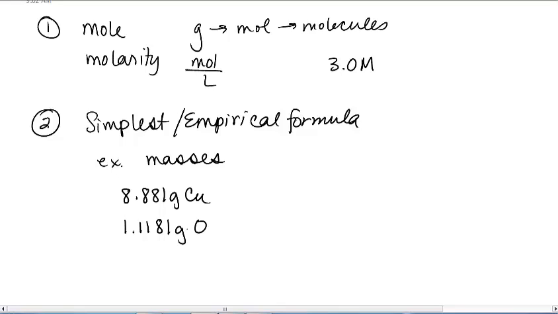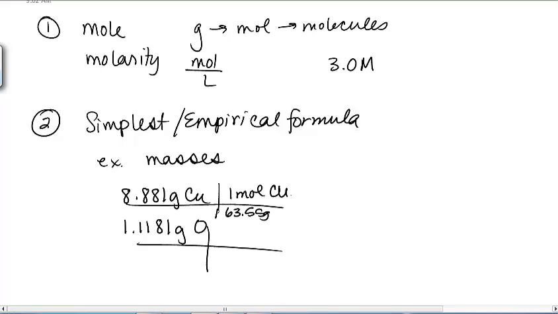What would be a way to get to the simplest formula? Marie Louise? Yeah, so first thing you might do is to convert each one of these into moles. I should have left more space here. So with the copper, use the molar mass to convert it into moles, which I have calculated. I assume you could do that as well. You could do the same thing with the oxygen.